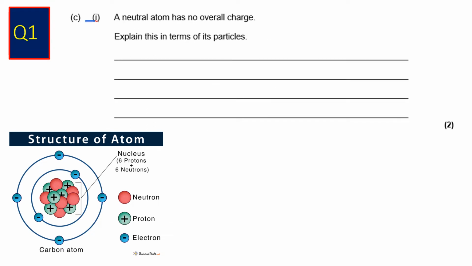C. A neutral atom has no overall charge. Explain this in terms of its particles. So you're kind of thinking about that table you've just filled in. What's going on with those positive, negative, neutral charges? That would mean there is no overall charge.